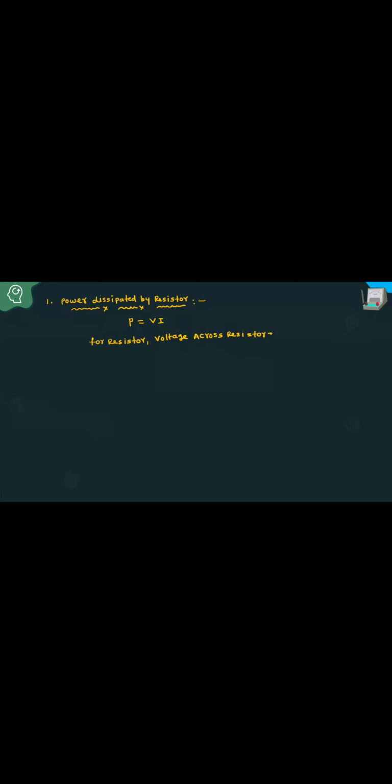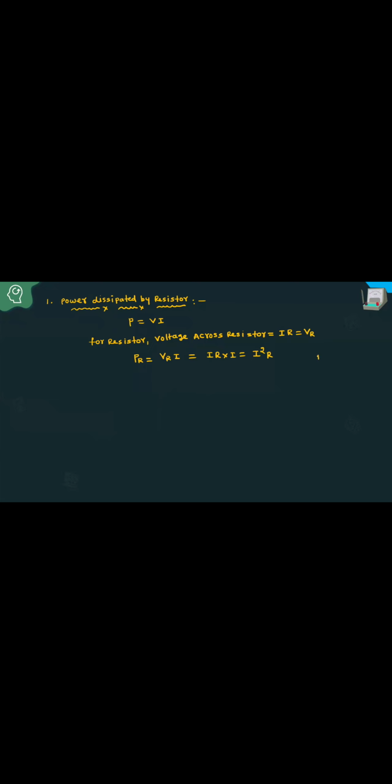How much, friends? The voltage across the resistor is VR equal to IR. Then the power dissipated by the resistor is VR into I, that is IR into I, which is equal to I square R. The power dissipated by the resistor equals I square R.